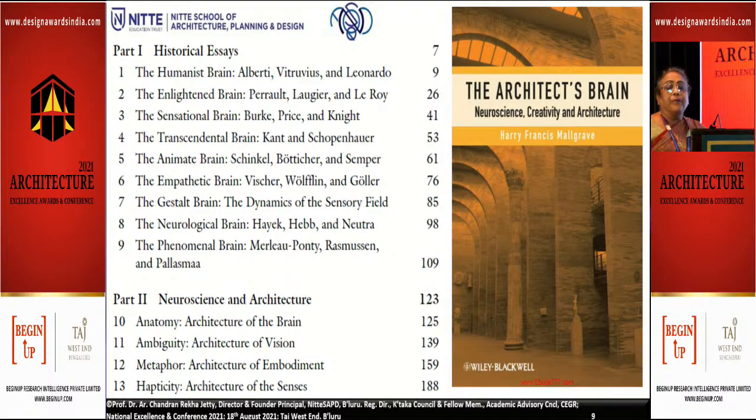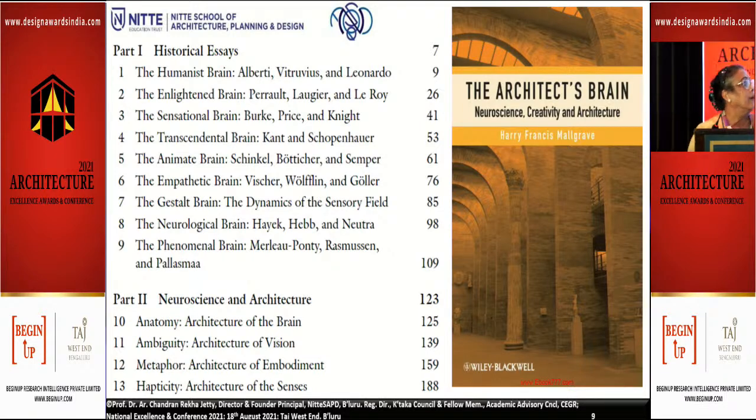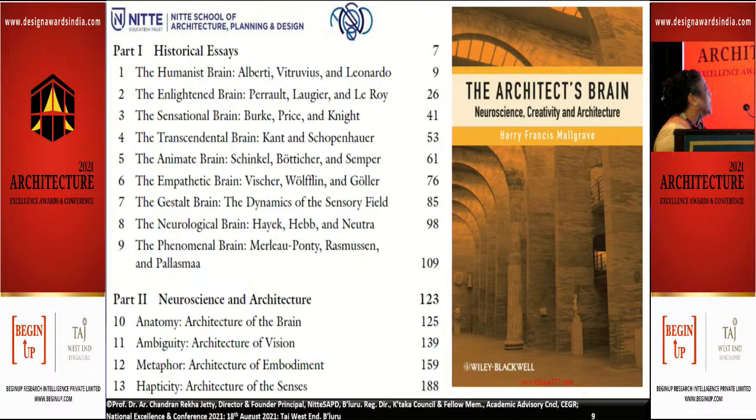This is the book. I certainly request all of you to go through it; probably this will help quite a lot. Architect's Brain: Neuroscience, Creativity and Architecture by Harry Francis Mallgrave, Wiley-Blackwell publisher. Here you see we talk about Alberti, Vitruvius, Leonardo, so many architects of the past, and their brains are all classified already. That is humanistic brain, enlightened brain, sensational brain, and whatever they designed falls into these categories. That is what that book says.